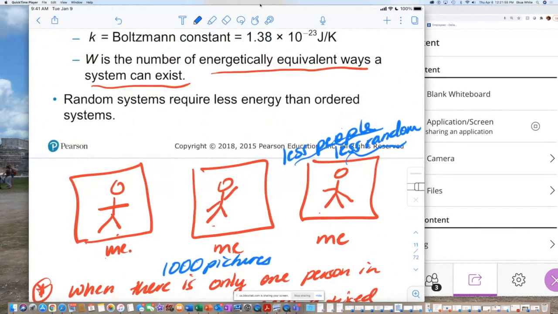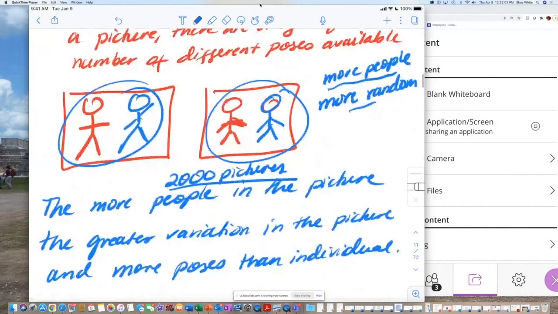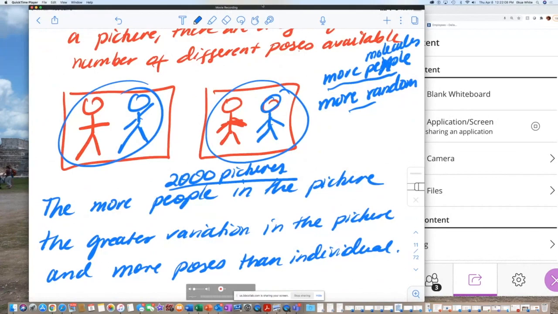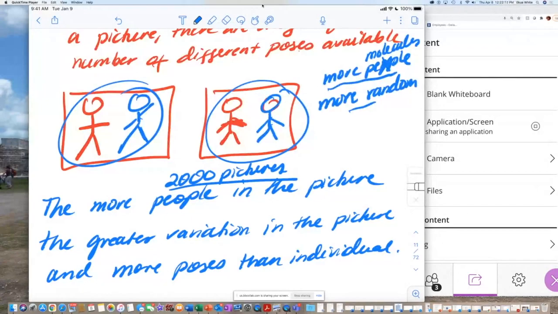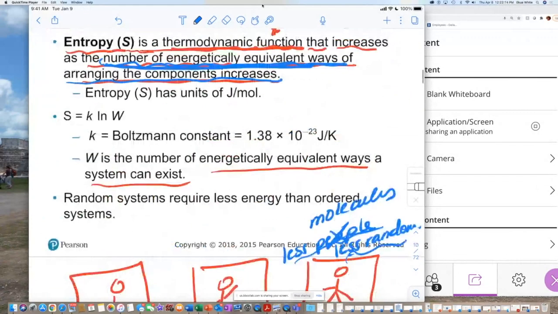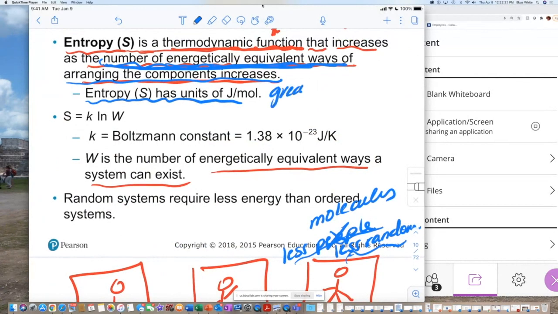Now apply that to molecules. More molecules, because this is really about molecules, right? Fewer molecules, in this case, less random. More molecules, more random. Okay, as long as you can combine the molecules differently, you get more chances of randomness. So now that we've understood that, entropy can then be measured. The greater the randomness, the greater the entropy. So greater randomness, greater entropy.